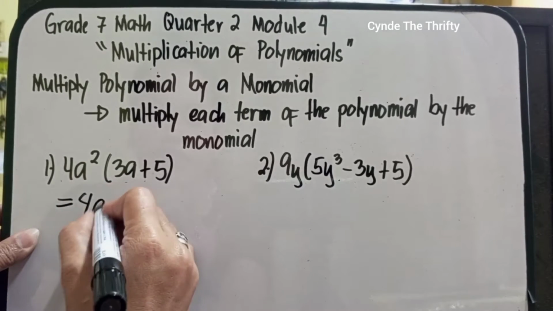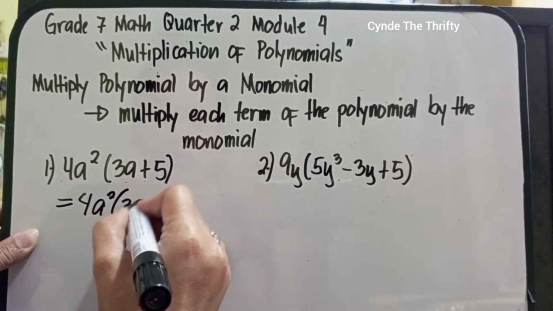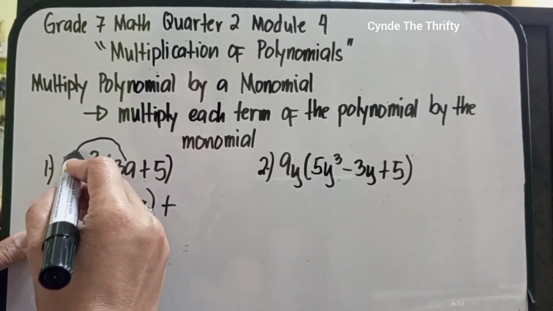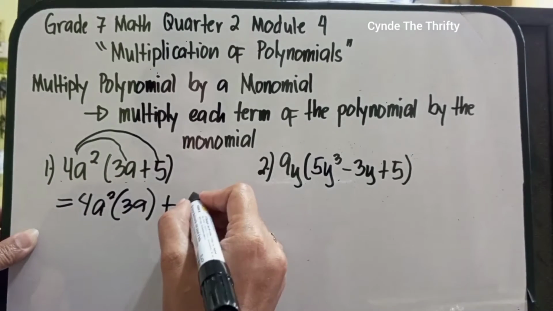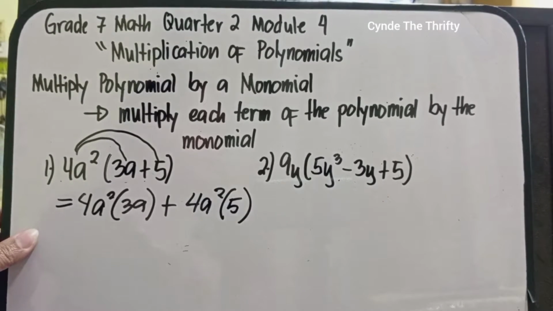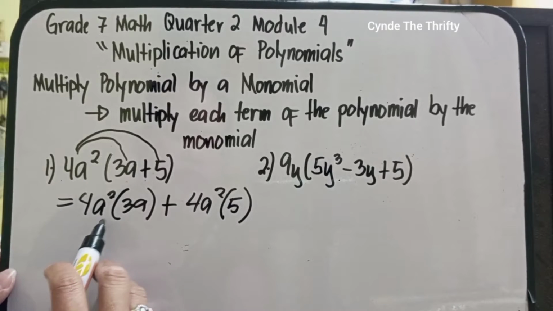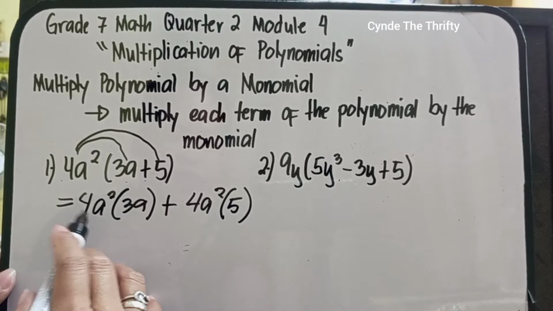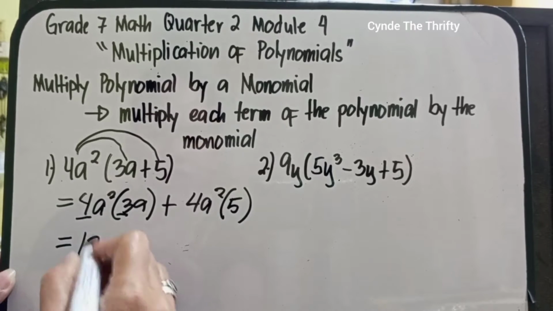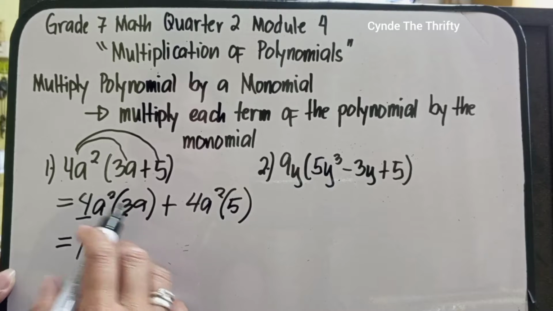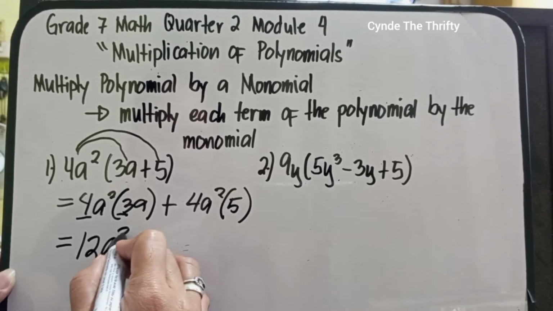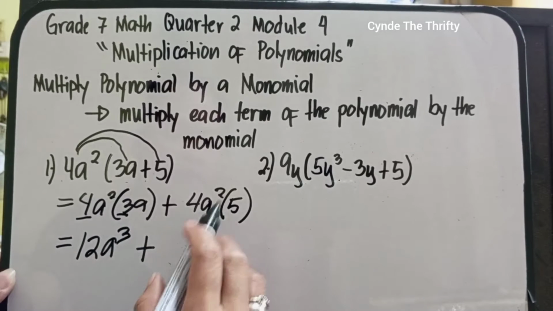So, 4a squared multiplied by 3a plus 5, kasi i-distribute natin siya, so i-multiply natin siya dito at i-multiply natin siya dito. So, 4a squared multiplied by 5. 4a squared times 3a is equal to, so i-multiply natin ang numerical coefficients. So, 4 times 3 equals 12. And then a squared multiplied by a, so i-add natin ang 2 and 1 kasi si a meron siyang 1. So, magiging a cubed plus 4a squared times 5.